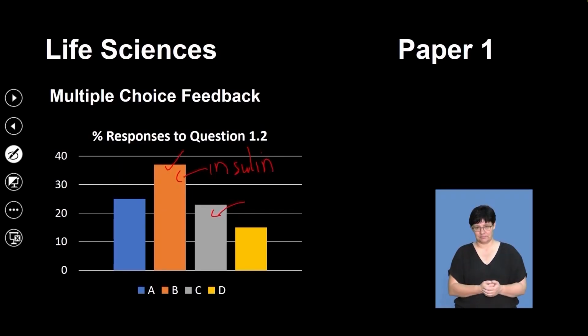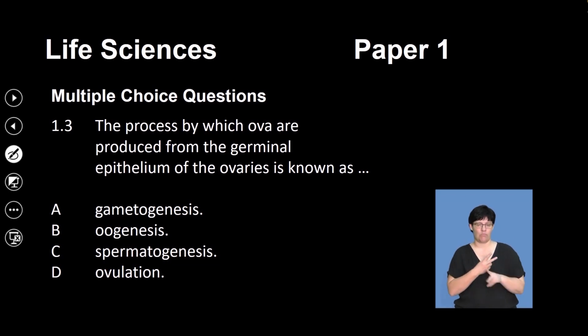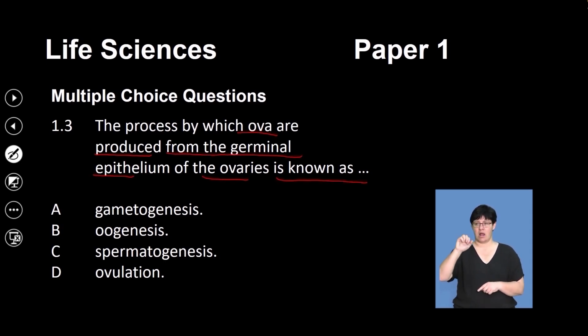Okay, so we've got one more question before we get into an overall talk as to how you prepare for the final day of your exam. So guys, the third question. The process by which ova are produced from the germinal epithelium of the ovaries is known as, options are A, gametogenesis, B, oogenesis, C, spermatogenesis, or D, ovulation.